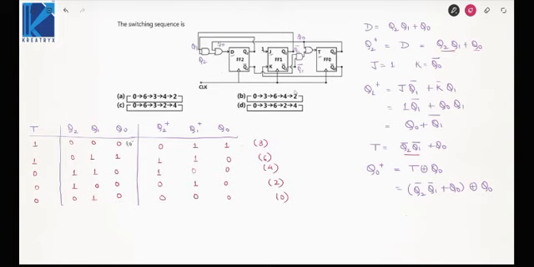So we started from 0. We are returning to 0. What is the sequence? 0, 3, 6, 4, 2, 0. So the answer would be B. Okay. So what I have done is I have directly applied characteristic equation to find the logic of the next state. And based on that logic, I have directly written next state.